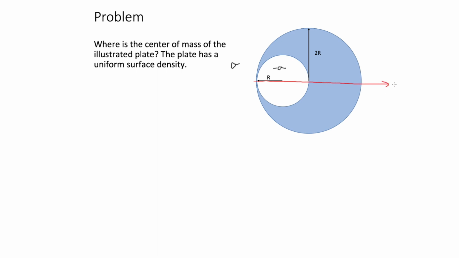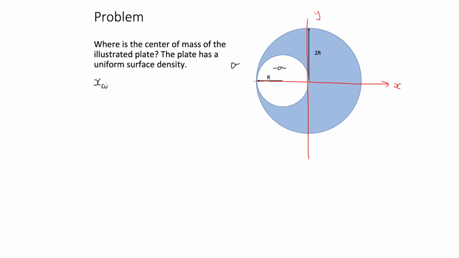Let's draw the x-axis this way and y-axis this way. Now hopefully you can see with the y-axis it's absolutely symmetric. So we'd expect the center of mass in the y direction to be along this x-axis here, the y equals 0 line. So we're just going to need to worry about where the center of mass is along this x-axis. Let's start by working out the center of mass of this big disk with radius 2r.